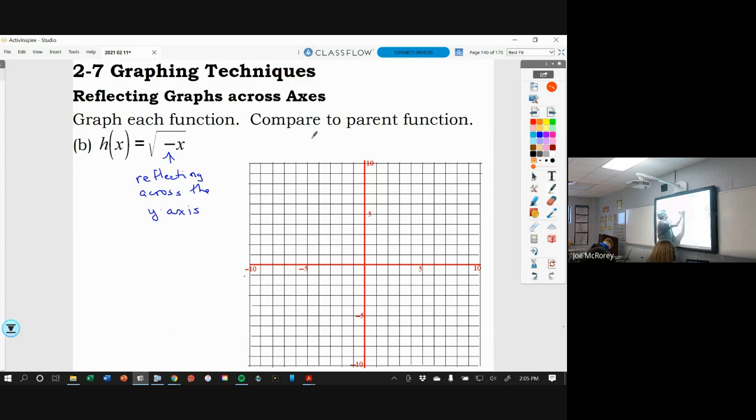We'll start off by graphing f of x, which is the square root of x. And where's it going to be if we reflect it across the y-axis? That point reflected to nowhere. 1 away. 4 away. 9 away.